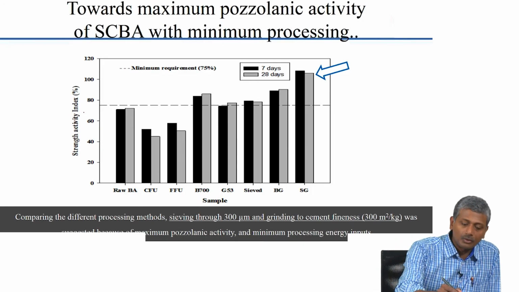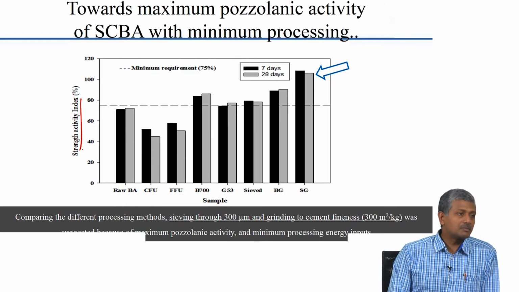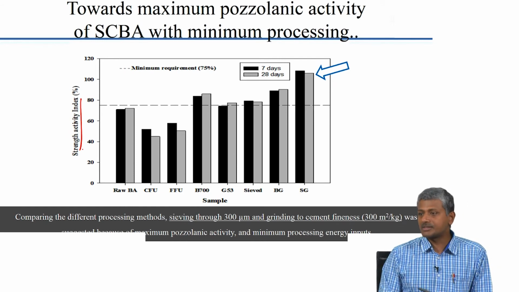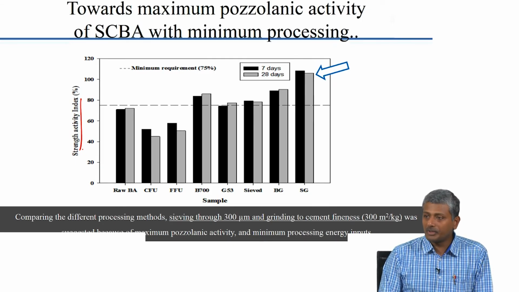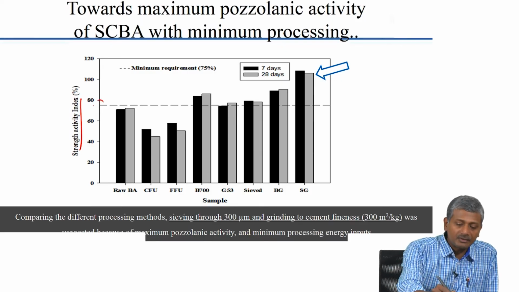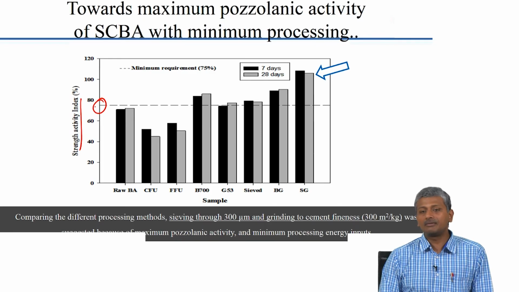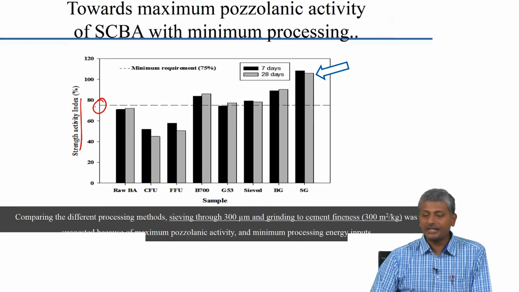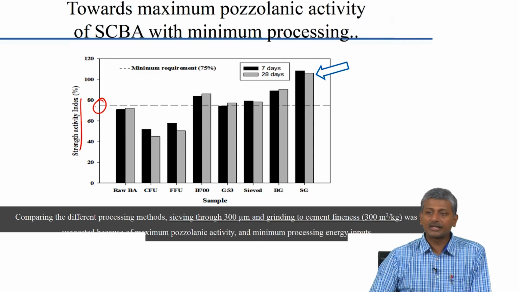All these are expressed in terms of the strength activity index. We discussed earlier, strength activity index is simply the strength of the pozzolanic system divided by the strength of the plain Portland cement system, expressed as a percentage. And for fly ash to be deemed a pozzolan, this minimum strength activity index should be 75%. Your fly ash should have a strength activity index of at least 75% for it to be deemed a pozzolan. So, here we applied the same to bagasse ash and prepared blends with 20% substitution of the cement with bagasse ash, just like you do for fly ash.